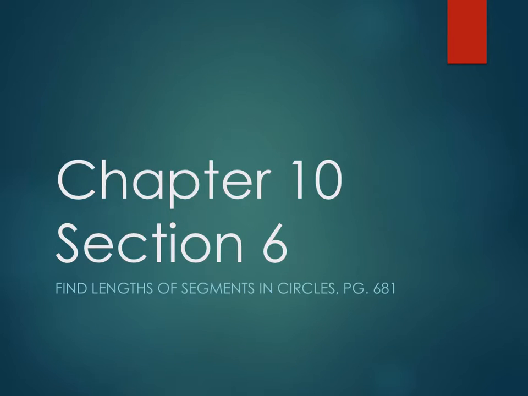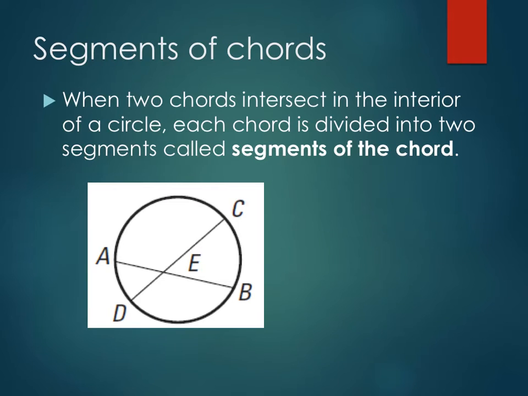This video is going to cover the second part of Chapter 10, Section 6, which is finding the lengths of the segments in the circles. So we're going to do a quick review of what we took yesterday, which was that these are now going to be segments of chords. So if I take a chord and divide it into parts, those are called segments of chords.